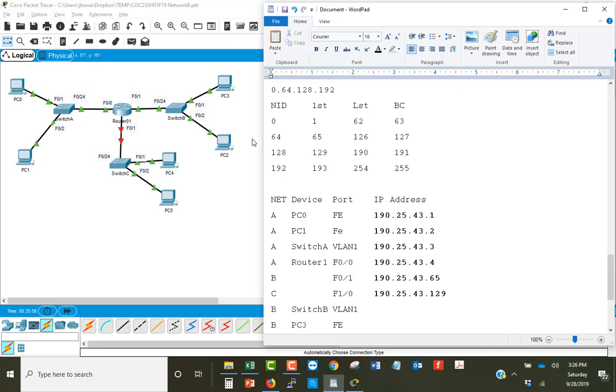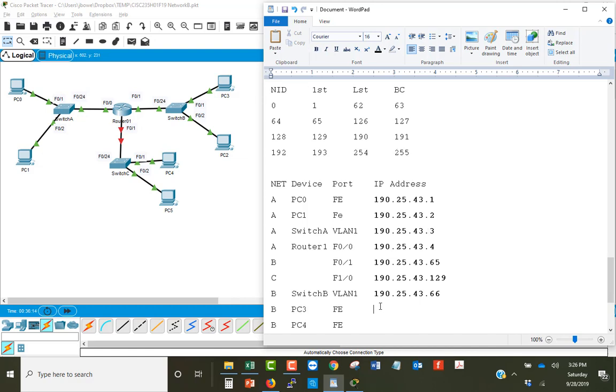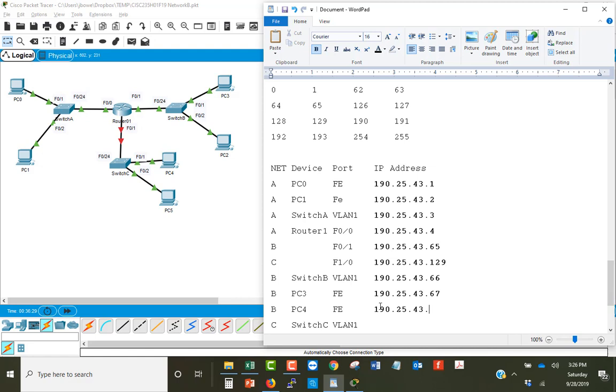Now we're back to network B and switch B. Network B, switch B, VLAN 1. So I'm back to the second block here, and I've got to take something out there. I'm going to take 66. And next, we're going to do PC3. I'm going to make it easy on myself: 67, then 68.